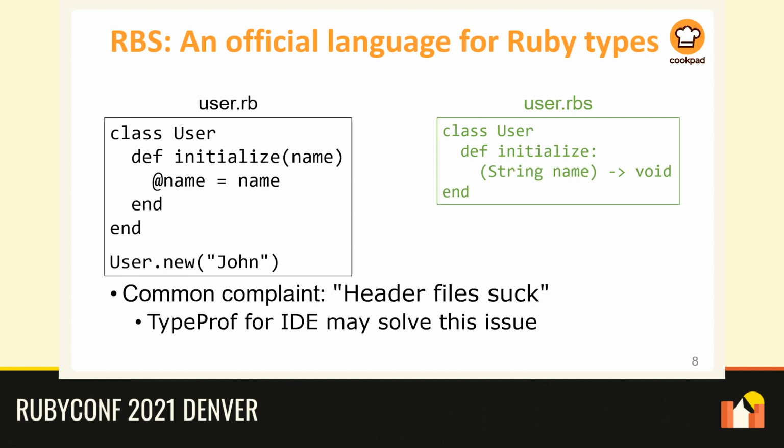I have already showed you an example of RBS earlier. There are many rich features to express Ruby's code at the type level, but I'd like to omit the details in this presentation. The most notable characteristic of RBS is that it is a separate file from Ruby code. The design was chosen because Matz, the designer of Ruby, wanted to avoid embedding any kind of type annotations into the language itself. Some people hate this design. They say header files suck. However, the problem may be partially solved by TypeProf for IDE, as I will show later.